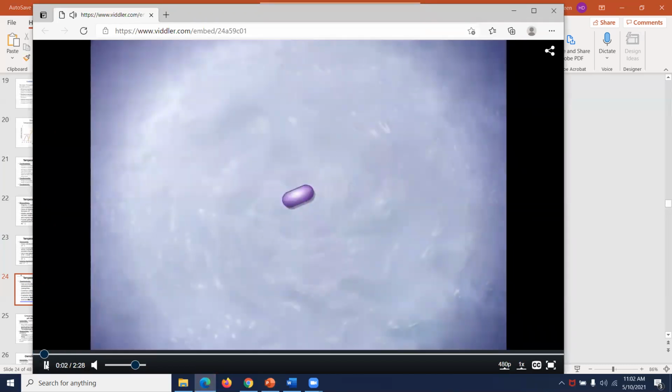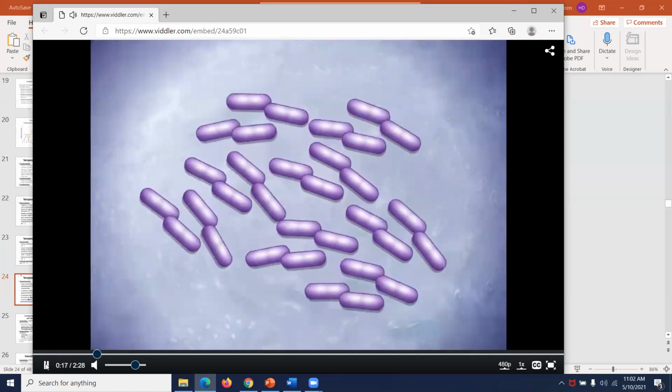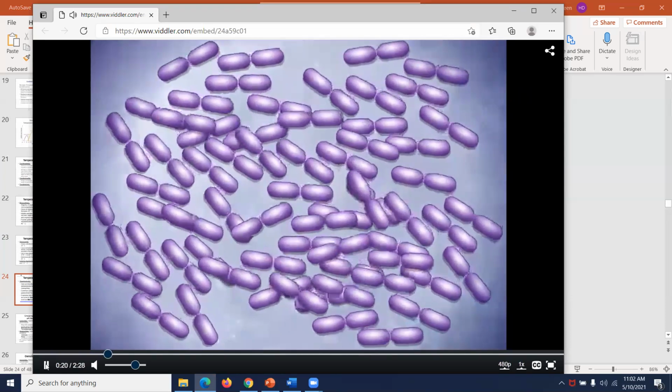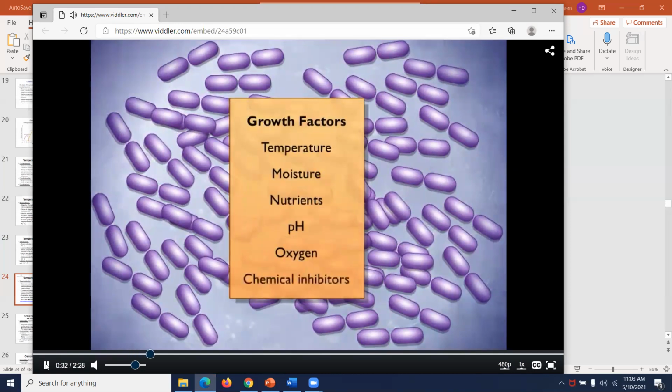Microorganisms reproduce by fission. Each parent cell increases in size and then divides to form two daughter cells. The progression is swift. 2 become 4, 4 become 8, 8 becomes 16, 16 become 32, 32 becomes 64, and so on. The growth of microorganisms depends on conditions in the environment. The main factors are temperature, moisture, nutrients, pH, oxygen, and chemical inhibitors. Each microorganism has very specific needs in each of these categories.